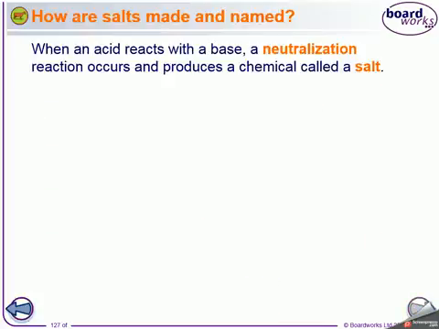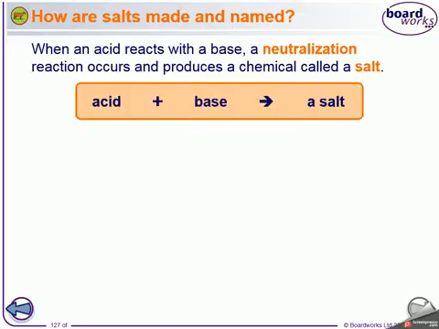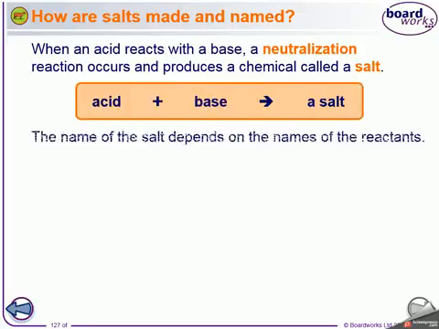Okay, making salts. An acid and an alkali will neutralize each other, and that will make a salt. So an acid and a base gives you a salt. You need to know the name of the salt, what happens when different acids and different alkalis react together and make the different ones.